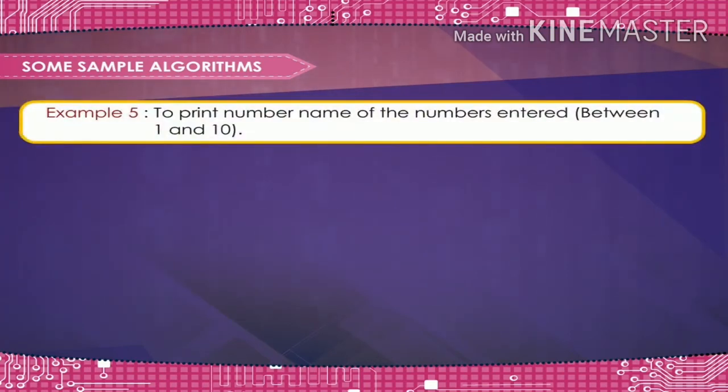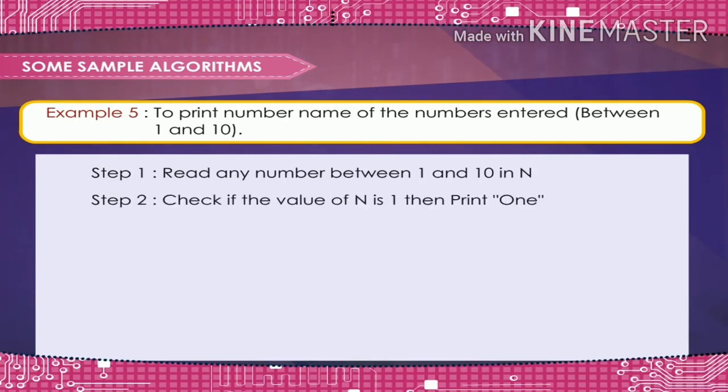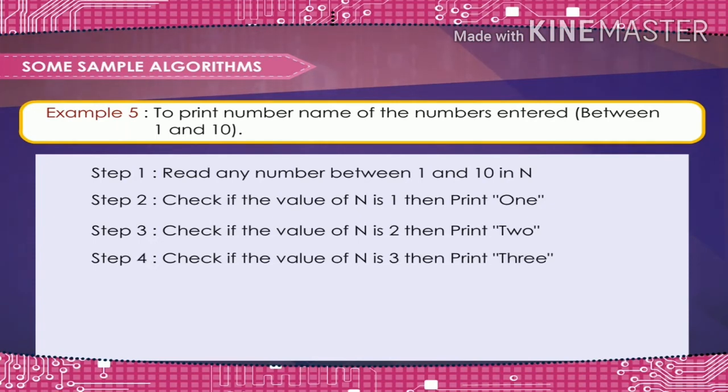Example 5. To print the number name of the numbers entered between 1 and 10. Step 1. Read any number between 1 and 10 in N. Step 2. Check if the value of N is 1, then print 1. Step 3. Check if the value of N is 2, then print 2. Step 4. Check if the value of N is 3, then print 3.